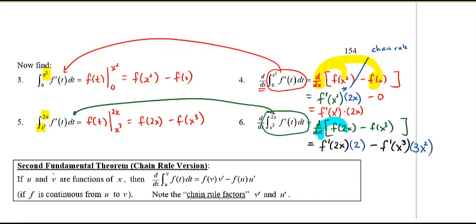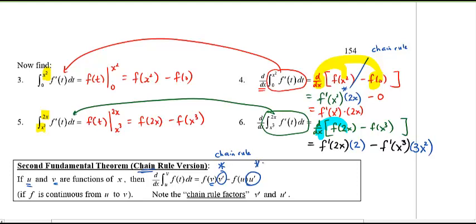So this gives rise to the second fundamental theorem, the chain rule version. And this is the one I actually like to memorize because it encompasses the previous one as well. If now your limits are no longer just regular x and a constant, now they are u and v and they are functions, then what that says is taking the derivative of the integral of this f of t dt, you actually plug in the upper limit, but don't forget an extra factor of v prime. Yes, chain rule. And you're minus f of u with another extra factor of u prime.